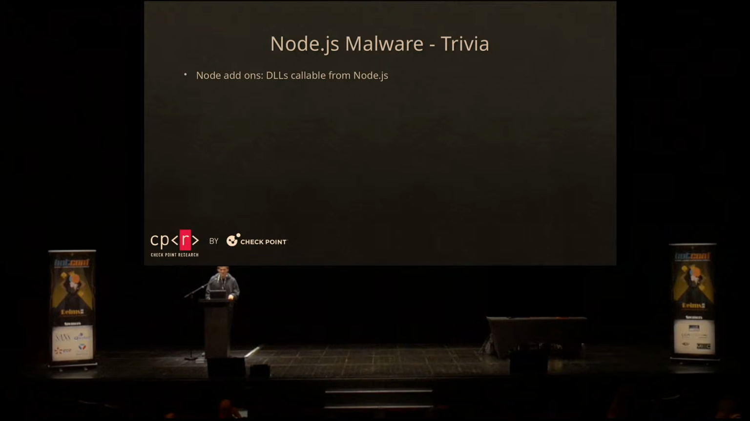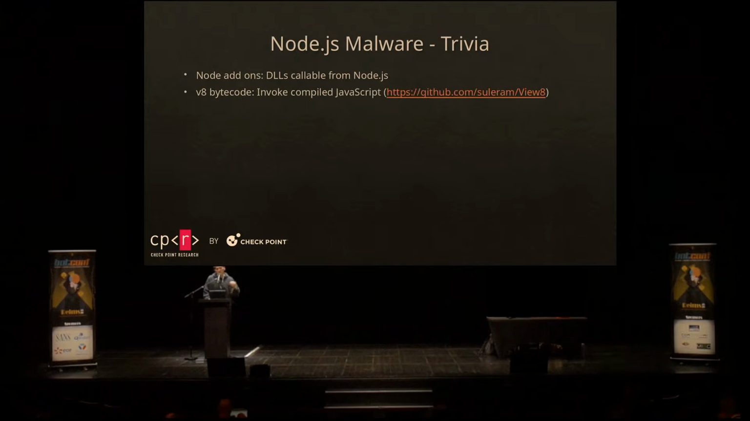I just collected some more trivia because I think Node.js is a really interesting platform and has a lot more to offer, which you sometimes don't even really see being used that much. But I will not go into detail, I'll just briefly mention it here. The first thing would be Node add-ons. Node add-ons are essentially just DLLs that you can call from Node.js, which have a certain export. And they sort of solve this problem of the limited Node API. So you can write native code and call that from Node.js.